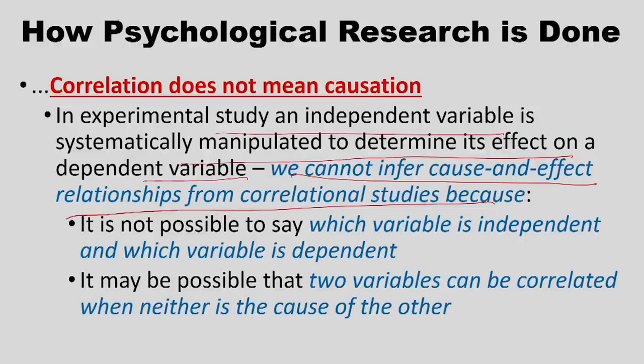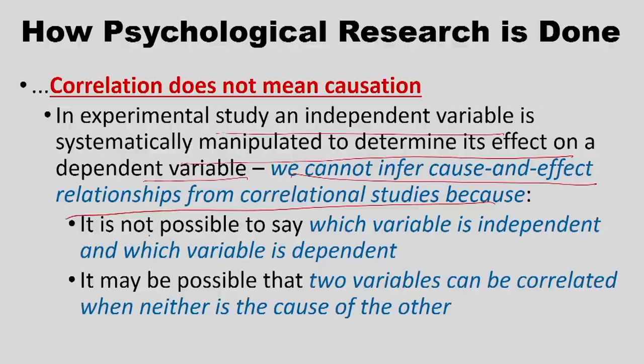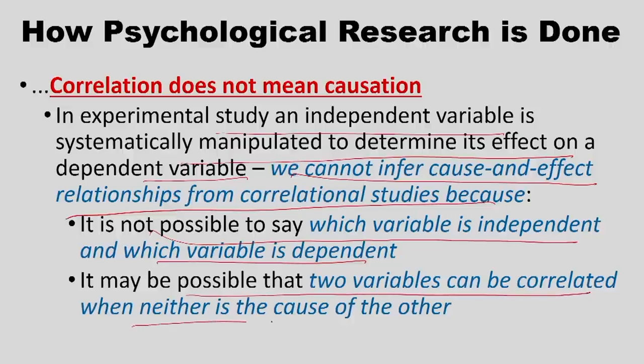In an experiment, we know that hot beverages cause a performance change in an exam, but in this case it is very difficult. So, in correlational studies we cannot establish a cause and effect relationship. It is not possible to say which variable is independent and which variable is dependent. Here it is very difficult, but both variables occur at the same time. It may be possible that two variables are correlated when neither is the cause or the effect. It can happen that two things are correlated.